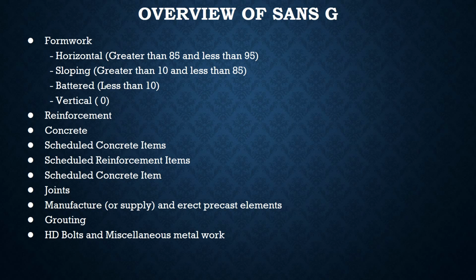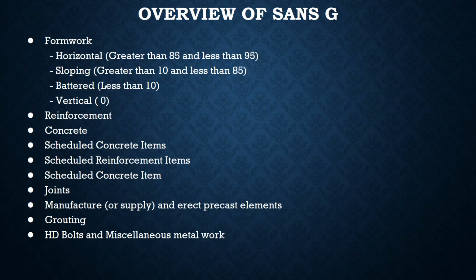Joints are measured in meters. Separate items are measured for contraction and expansion joints of different types and sizes. The rates cover the cost of all materials and labor for construction of each joint, including cost of formwork, testing, and making good. The next clause, 8.6, which is manufacture and erect precast elements.